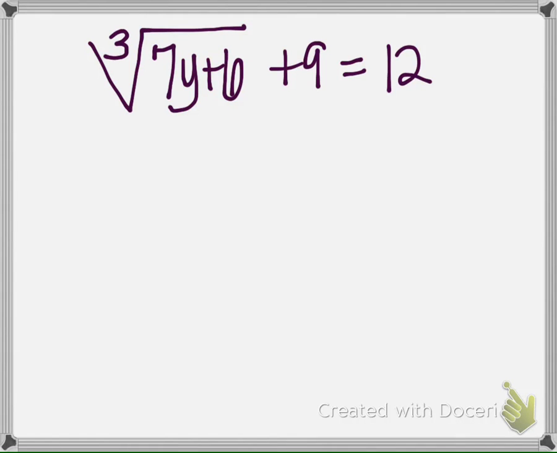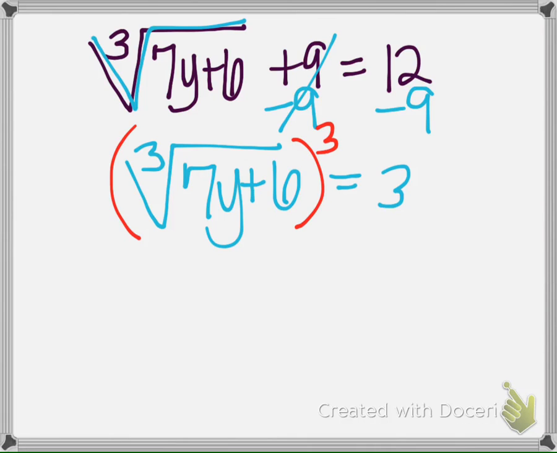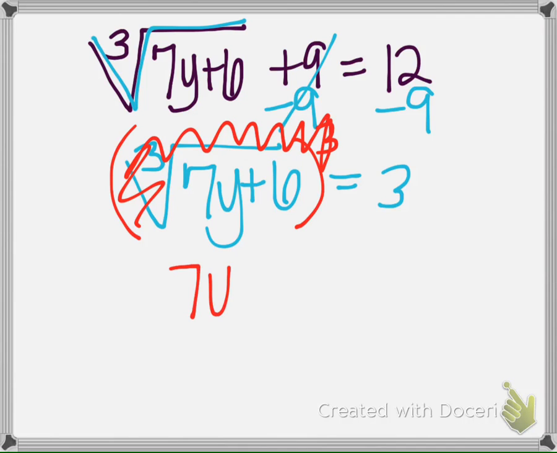Alright, we first need to isolate the radical, so we're going to subtract 9 from both sides. And now that the radical is isolated, we are going to raise everything to the third power, because we've proved in class that this is going to end up canceling out and leaving us just with 7y plus 6. Whatever we do to one side, we have to do to the other.